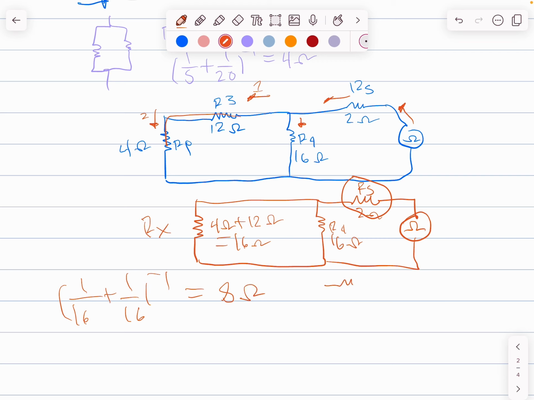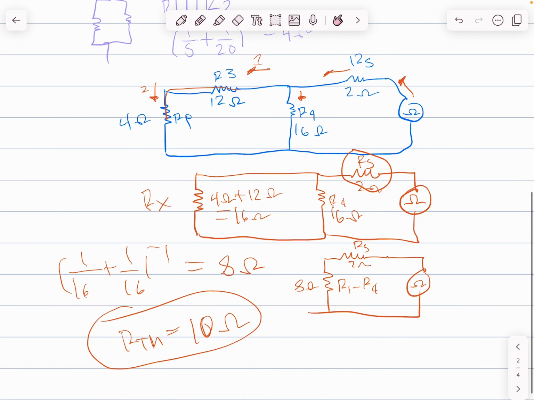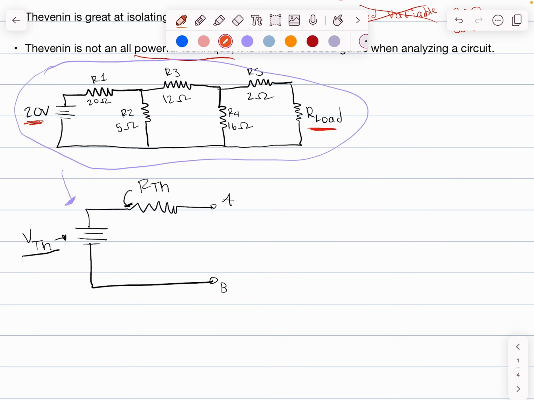And to fully simplify my circuit, I have 8 ohms for all my resistors simplified. So this is really resistors 1 through 4 after completely combining all of them. And this is my last resistor, resistor 5 at 2 ohms. My resistance comes out to a total of 10 ohms. So this is my R Thevenin at 10 ohms. I can go back to my previous work on this. And now I'm going to write 10 ohms as my R Thevenin.